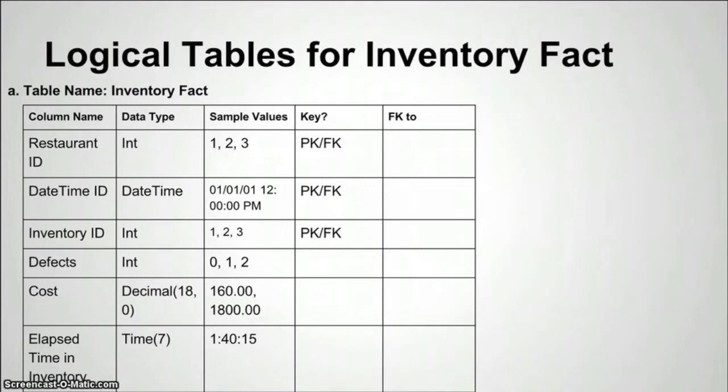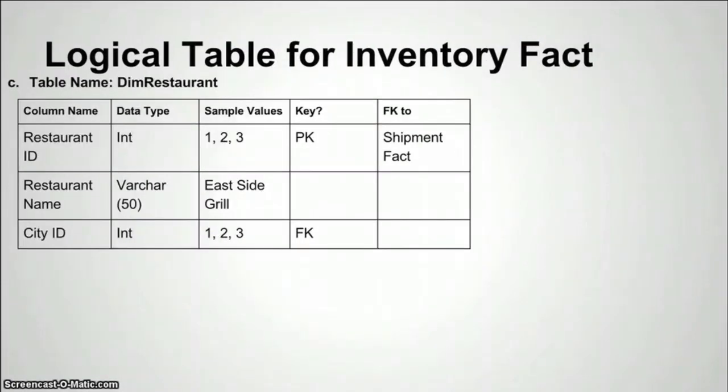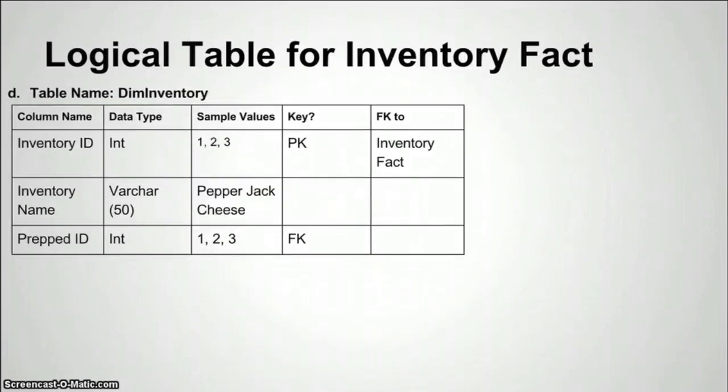Another table we have is dim restaurant. Here we have our restaurant ID, which will be connected to our inventory fact table. The dim restaurant and dim date time will both be present in both fact tables. Lastly, we have dim inventory. Now this is for the inventory name and prepped ID, and it goes deeper to talk about the inventory items in the inventory fact table.